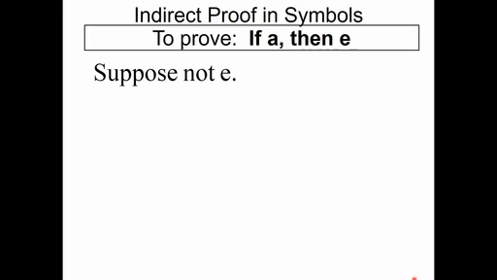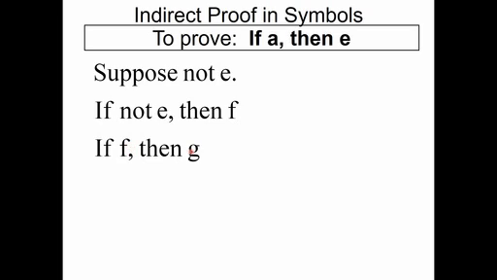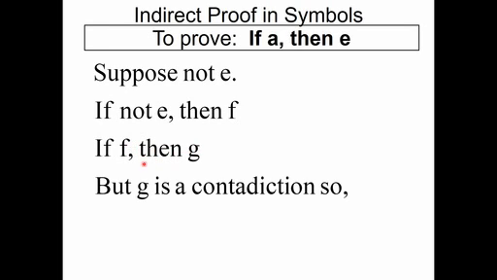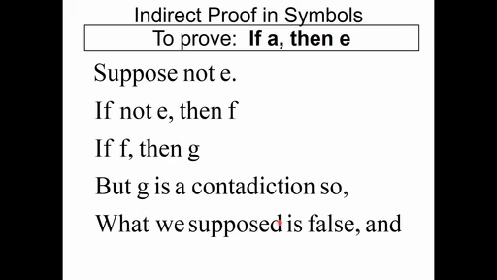Here's what it looks like in symbols. If we're trying to prove if A, then E, we say, suppose not E. Okay, well, if not E, then F. If F, then G. But G is a contradiction. So what we supposed is false, up here, not E. And if A, then E, what we're trying to prove up here.